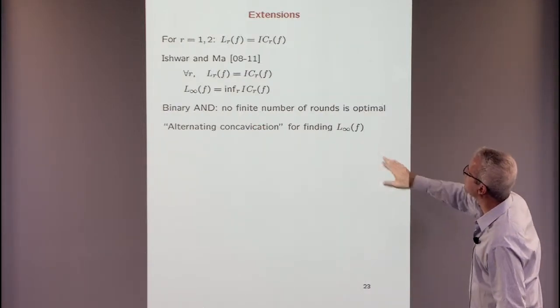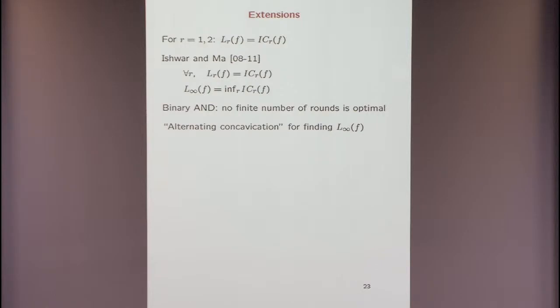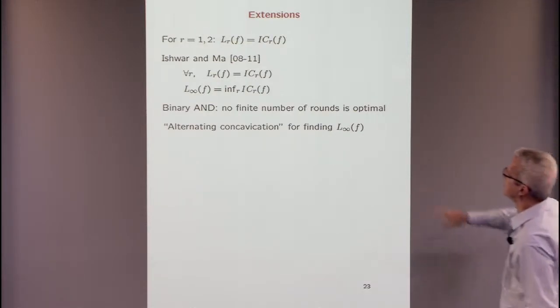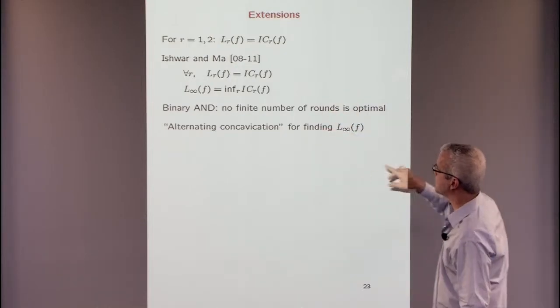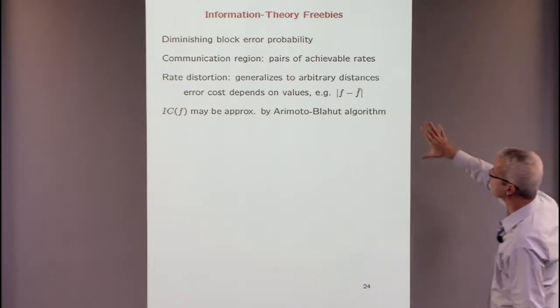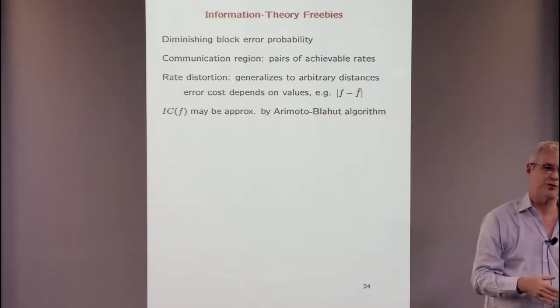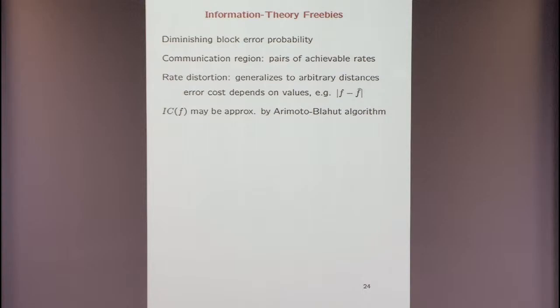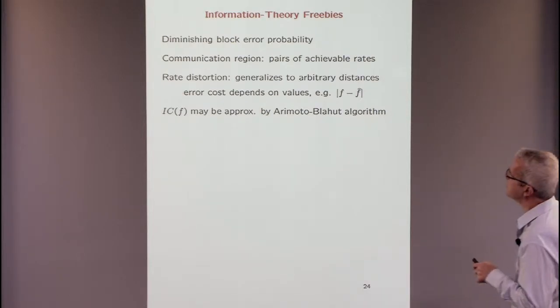Okay. And so there were extensions. These results were for 1 and 2 rounds, but there were also extensions for any number of rounds and so on. I just want to mention a couple of things that you get from looking at the information theory literature. I'm trying to advocate looking at it a little bit, maybe gaining some intuition and seeing what's out there.